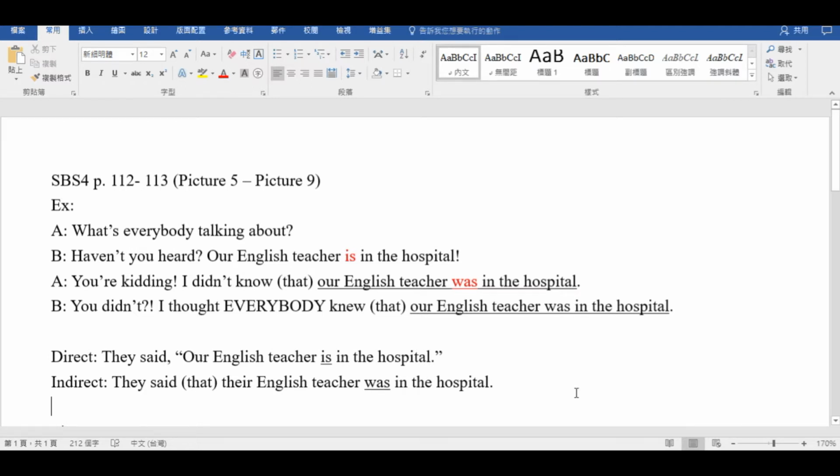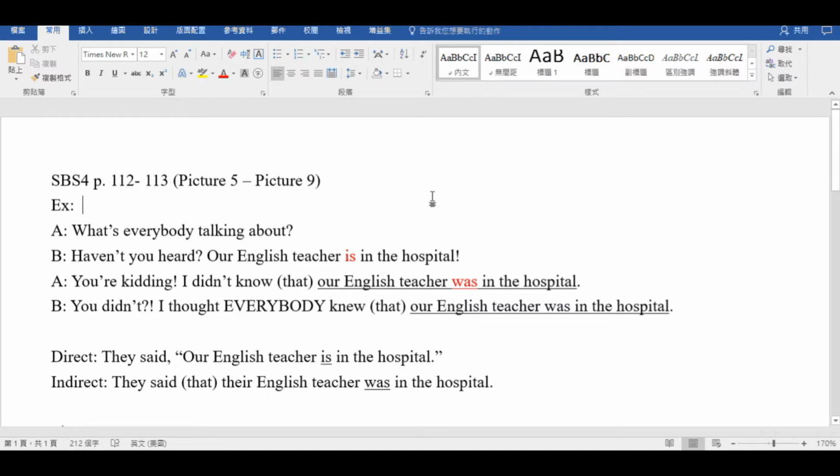This is a practice video for your student book Side by Side 4, page 112 to page 113, from picture number 5 to picture number 9. On these two pages, we talk about how to use the direct speech and the indirect speech. We are going to learn how to transform a sentence from its direct speech form to its indirect speech form. So without further ado, let's begin.